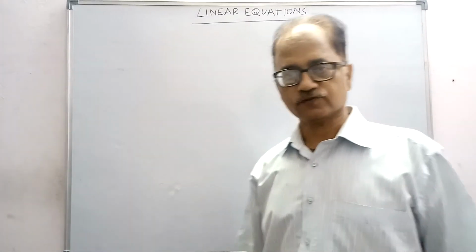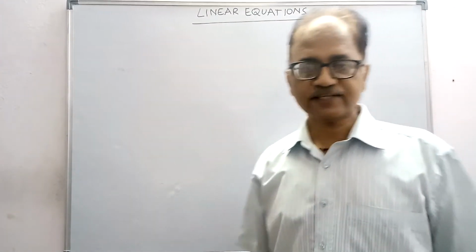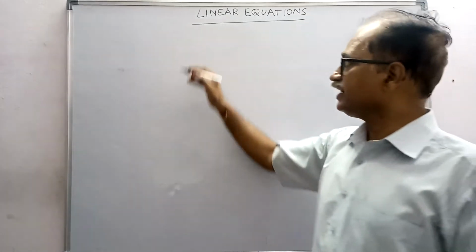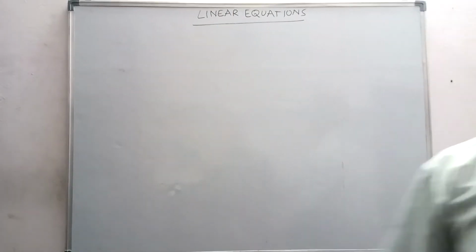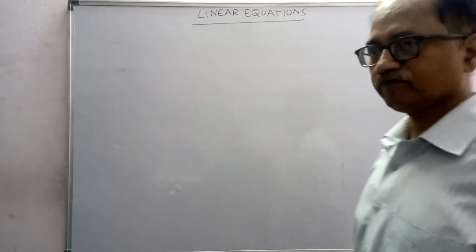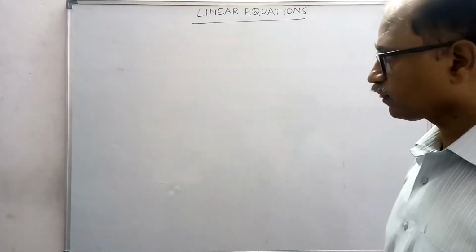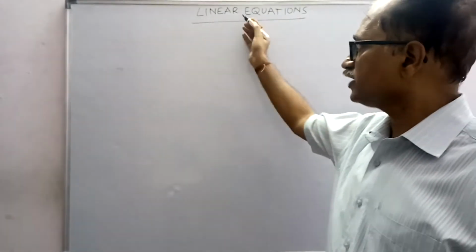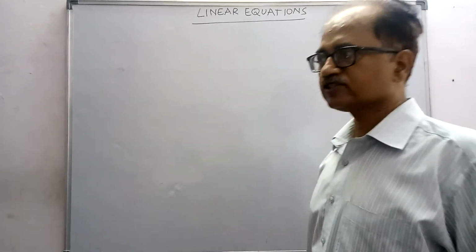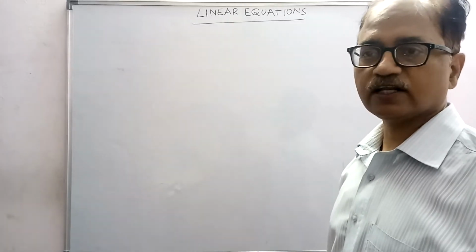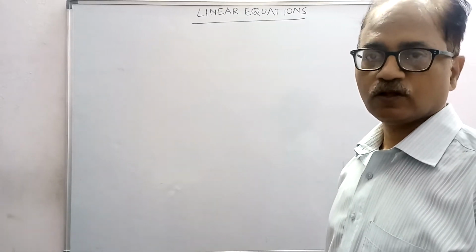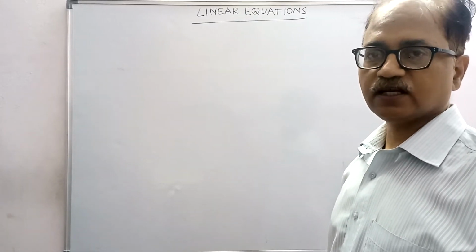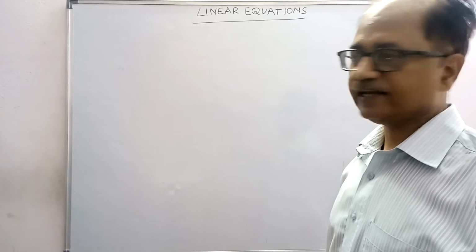Linear equations. As you see from the word linear, it means it is representing something that is showing a straight line. Straight line means linear. And an equation which represents a straight line is called a linear equation.